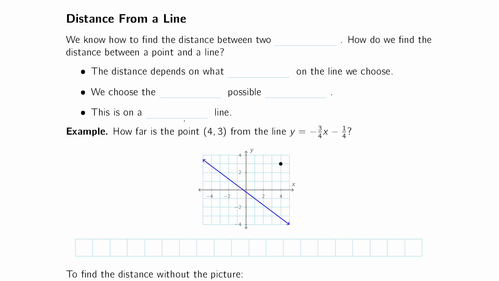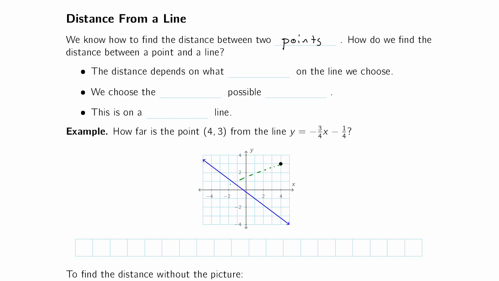So, we know how to find the distance between 2 points. How can we find the distance between a point and a line? Well, it depends. Look at the example where we have a point and a line.